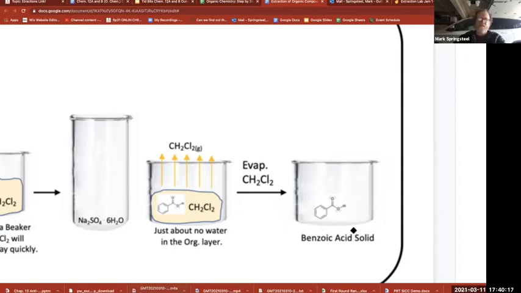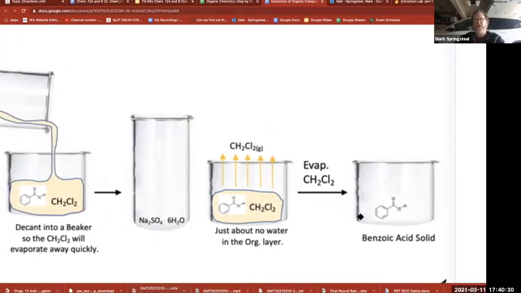And a lot of times it's not only that water has a 100 degrees Celsius boiling point and takes a while, but sometimes the water will hydrate the organic compounds and just stick to them, and it's hard to get rid of. So it's much easier to get rid of the water from the organic layer with a drying agent than to try to evaporate it.